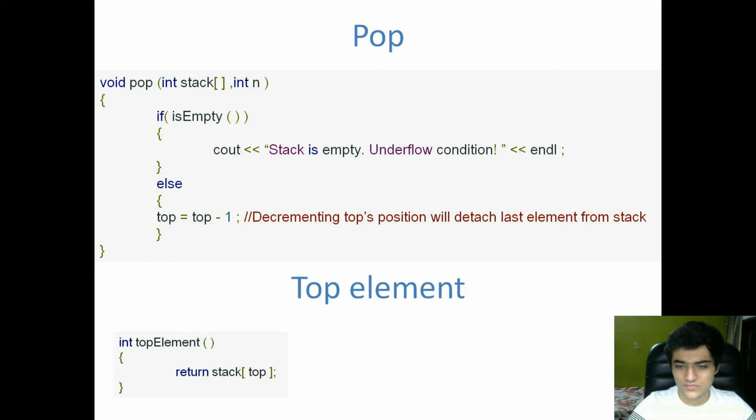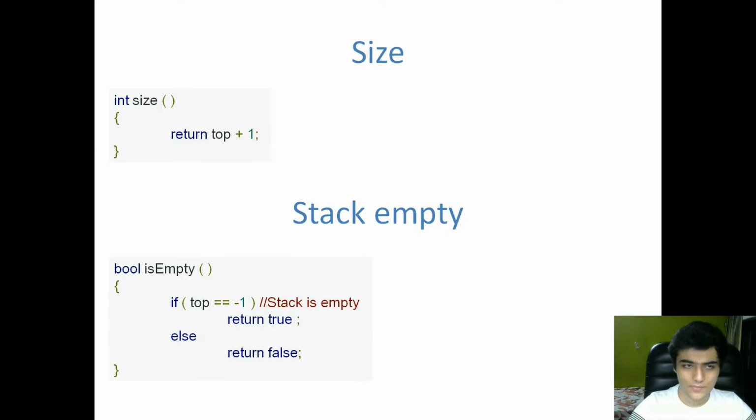Top element, as the name suggests, tells us whatever the element is at the top position. Size tells us the size of the stack. The isEmpty function is a boolean function, which means it only returns the value true or false. It returns true if the stack is empty, else it returns false.